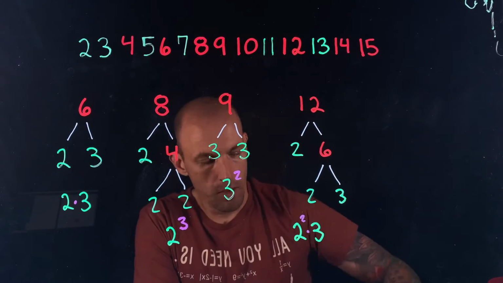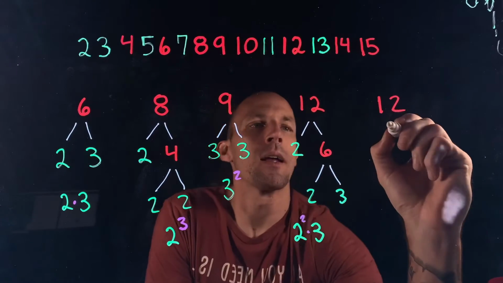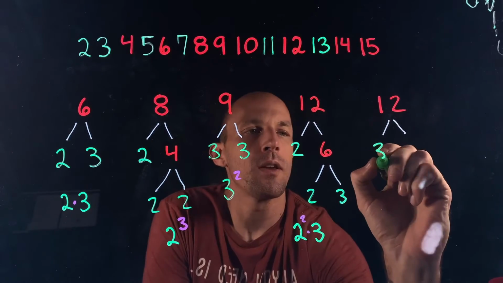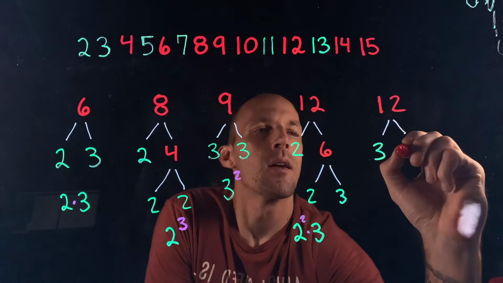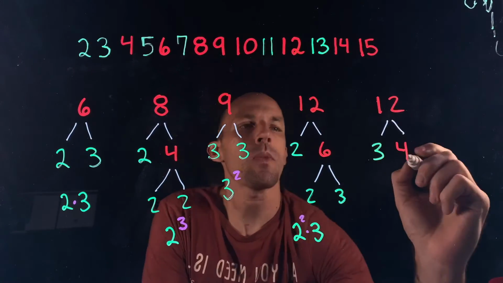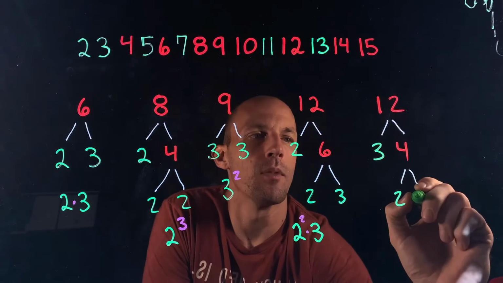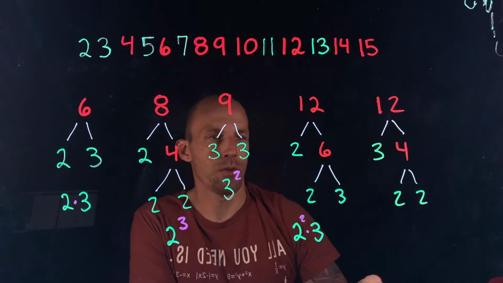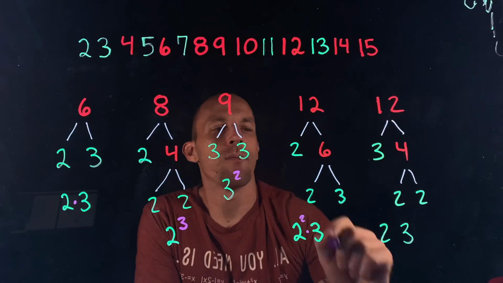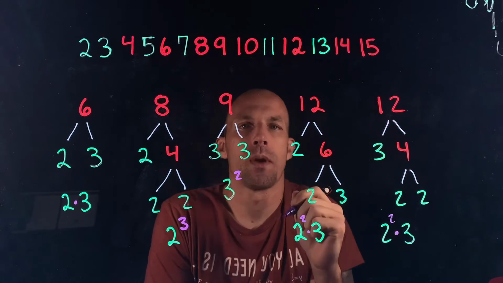Or you could take the composite number 12 and begin breaking it down with the multiplication 3 and 4. But notice how you're going to end up in exactly the same place. Break down 4, because that is the composite of the prime number 2 and 2. So once again, we end up with a prime factorization of 2 squared times 3.